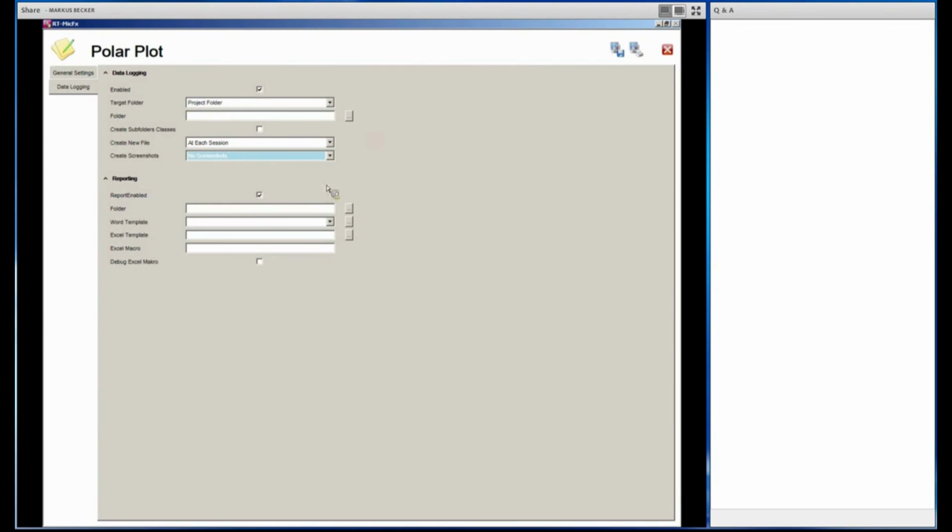The second solution would be the reporting, and here you can set up a Word template or a Microsoft Excel template, and then these data will automatically create a document that has been laid out according to your demands, and this way you can create report documents directly from your measurement. This procedure is a little bit more demanding. It's described in the help files, and of course we will always be happy to assist you if you want to implement that.